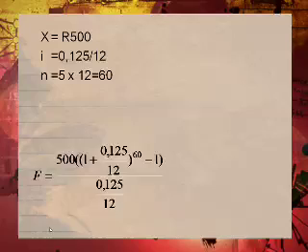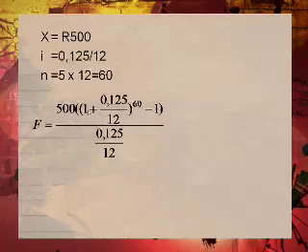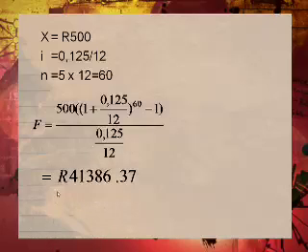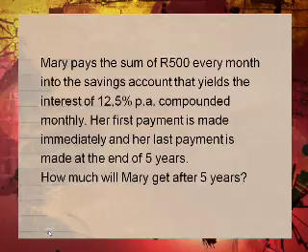You plug this into your formula. Just follow the formula. This is X, replace it by 500. This is I, replace it there. This is N, replace it with 60, minus 1, divided by I. I is 0.125 over 12. Put this in the formula, put that in the formula, then you get this. So this is the future amount.